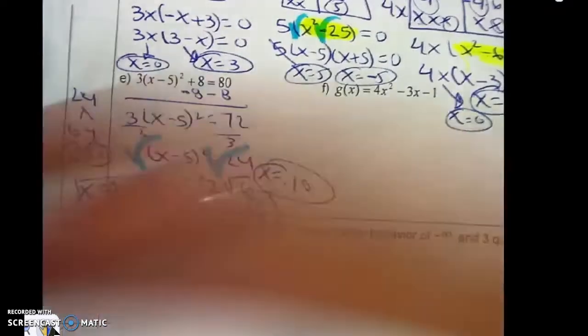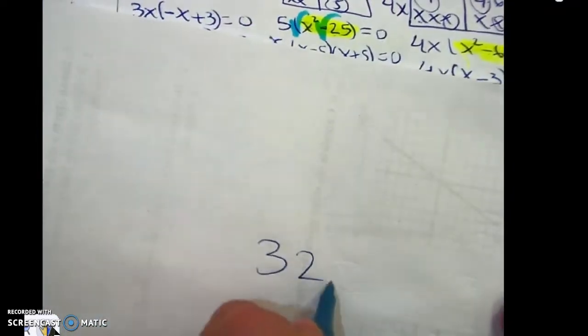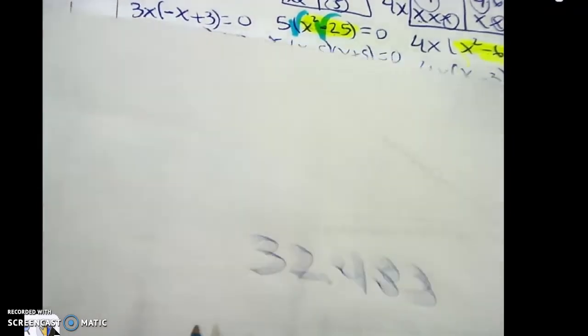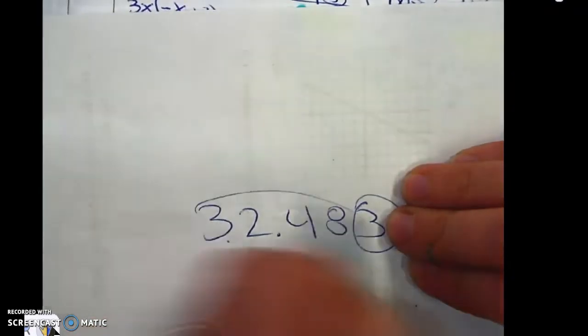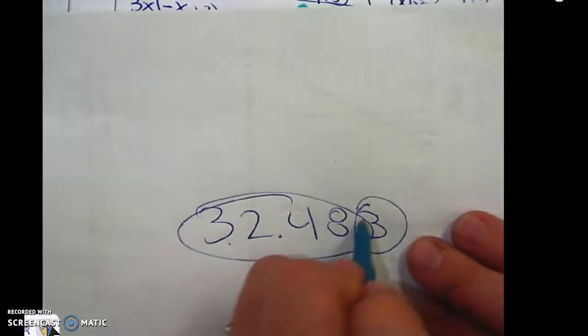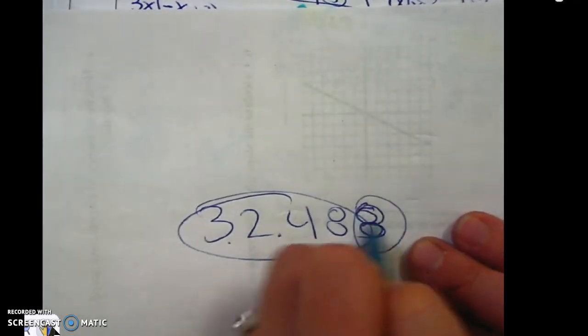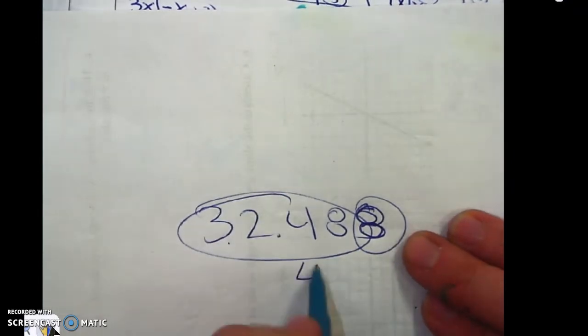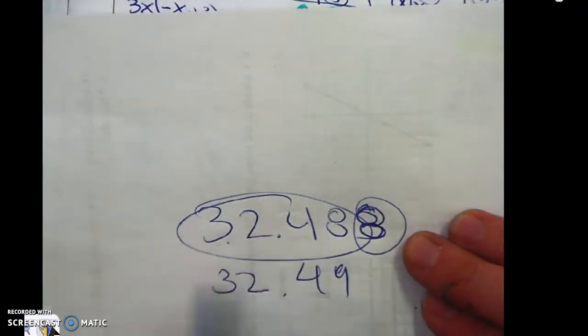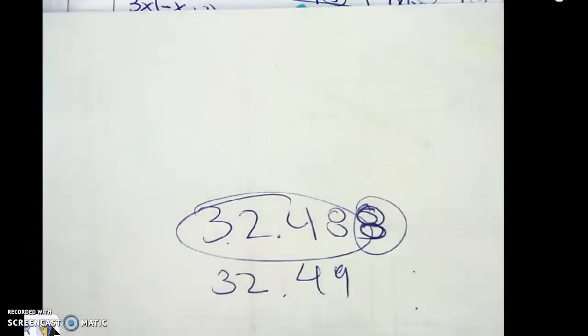So let me give you another example of rounding to the nearest hundredth. I have 32.483. It's like $32.48. The 3 means stay, so it stays. If this was an 8, the 48 cents would go to 49 cents. That's rounding to the nearest hundredth.